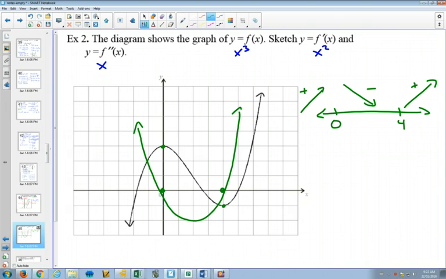If you were figuring out your second derivative, okay? Your second derivative, when it's equal to 0, is going to find what? Your inflection points. So if we look at our original graph, can you see that it changes from concave down to concave up somewhere around here?